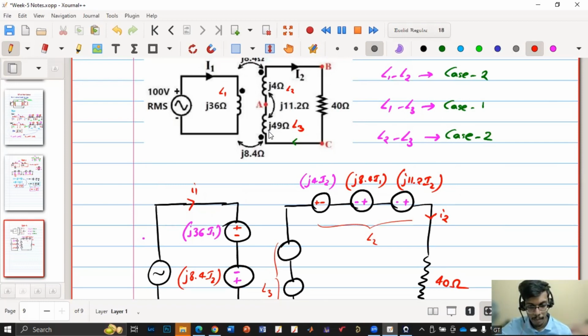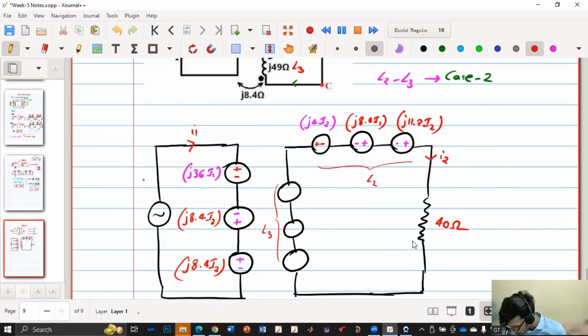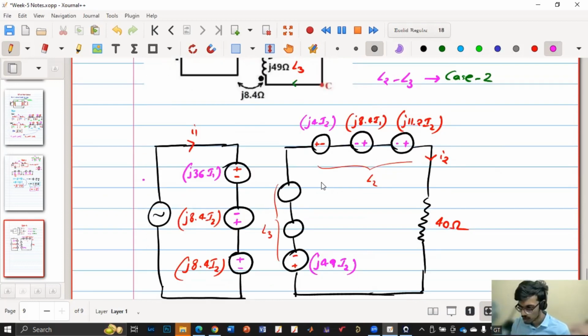Yes. So now for L3, current is coming from the bottom. So this will be plus and this will be minus, and the self-inductance is 49. So j49 I2. Now L1 and L3 is case 1. So whether they will have the same polarity or the opposite polarity. Same polarity. So this is plus, this is minus.